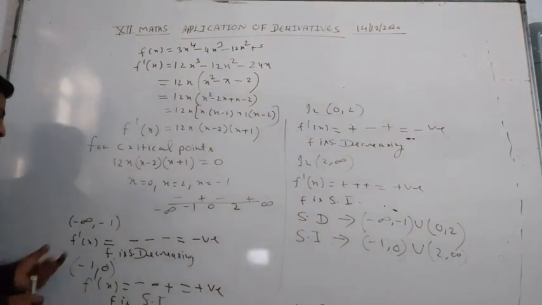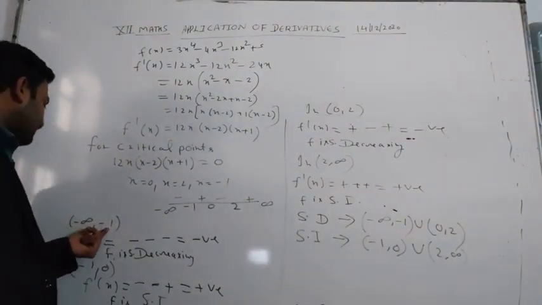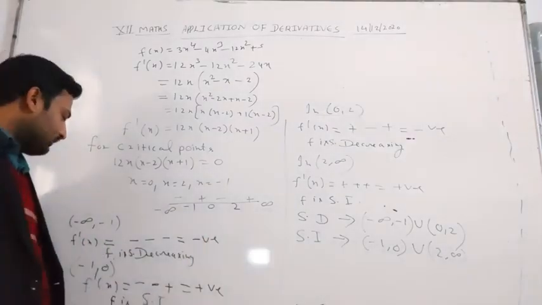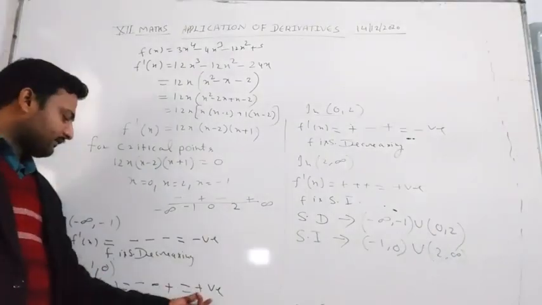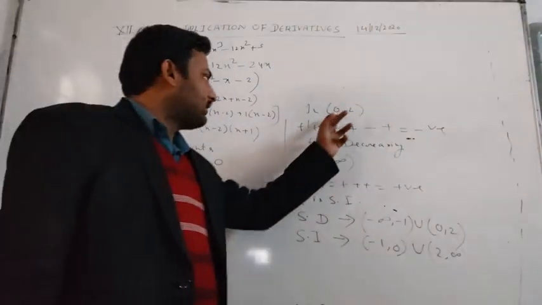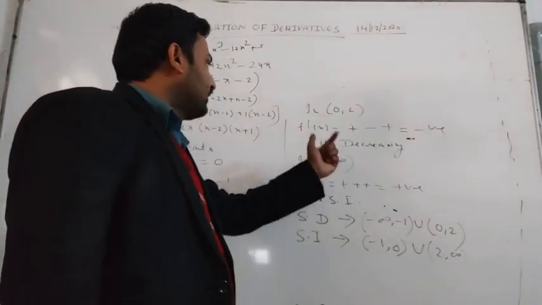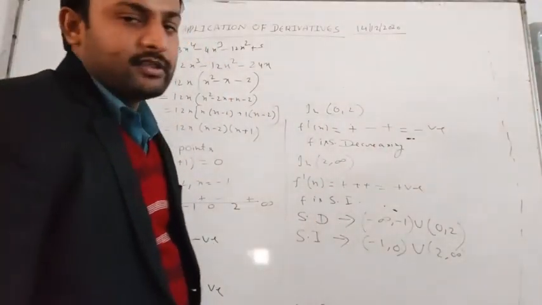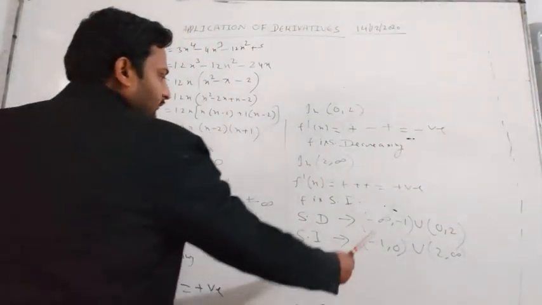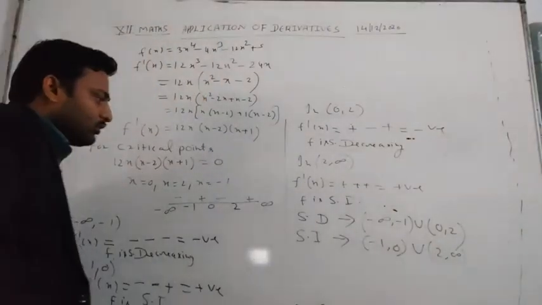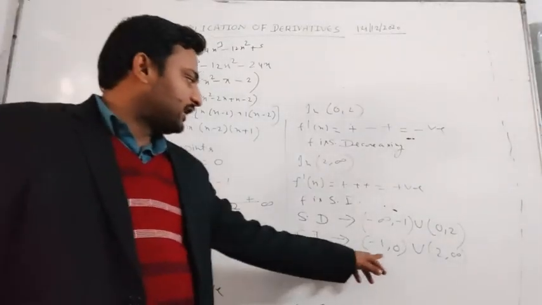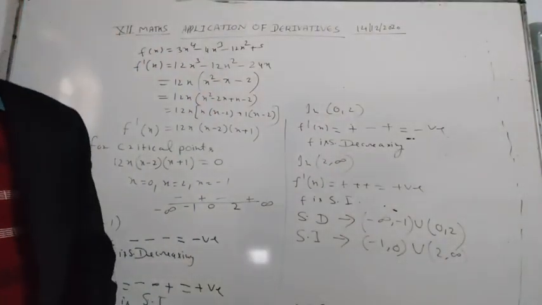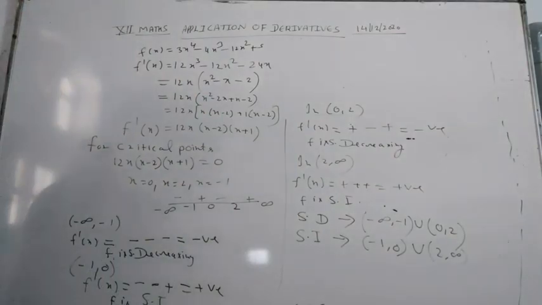Now we will check. In the first interval our function is negative. In the second interval our function is increasing. Again in the third interval the function is negative. In the fourth interval the function is positive. So our strictly decreasing interval is minus infinity to minus 1 union 0 to 2, and the strictly increasing interval is minus 1 to 0 union 2 to infinity. Okay, now we will move to the next question, students.